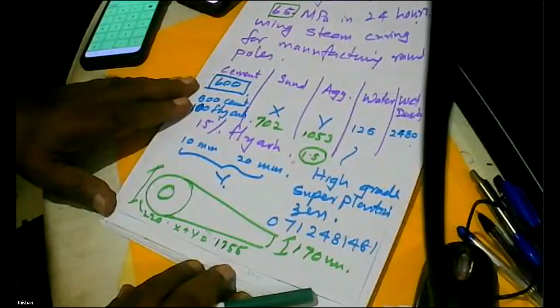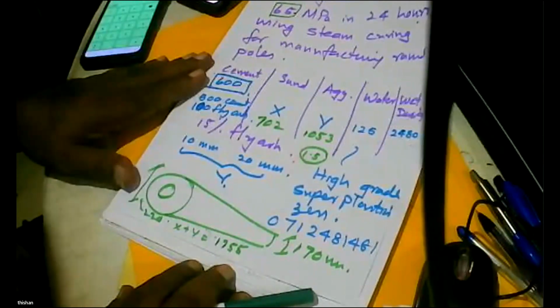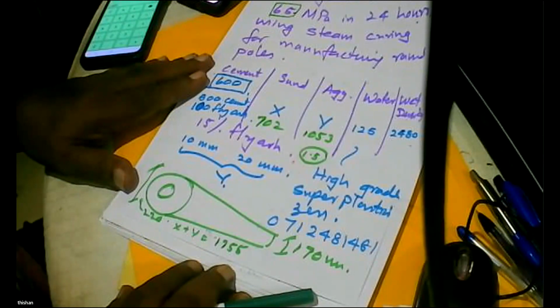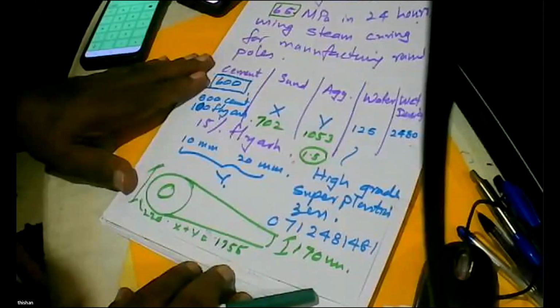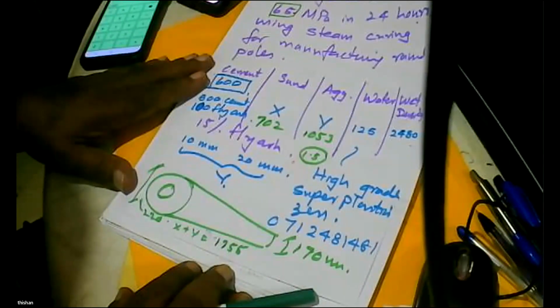So now we have to see what is the logic I have used to come from 30 megapascal to 65 megapascal in 28 days. So 65 megapascal in 24 hours using steam curing is equivalent to 65 megapascal in 28 days. Is that clear, Banuka? Banuka, is that clear?